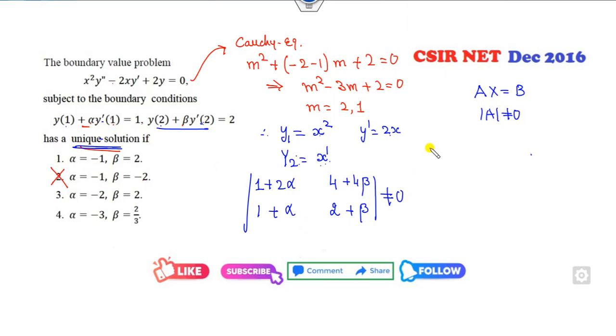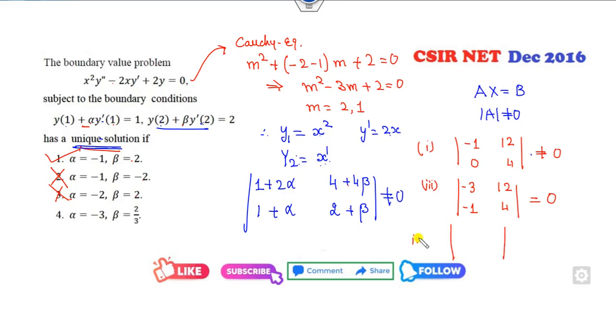Now look at option 1. When alpha is equal to minus 1, this will be my minus 1, this will be my 0, beta will be 2, so 8, 12 beta, beta will be 2, that is 4. Clearly the determinant is non-zero. So the first option is the right answer. Look at the next option. Alpha is equal to minus 2, so minus 2 minus 4, minus 3, minus 1. Beta is equal to 2, 12 beta is equal to 2, 4. So minus 12 plus 12, 0. So this option is cancelled.